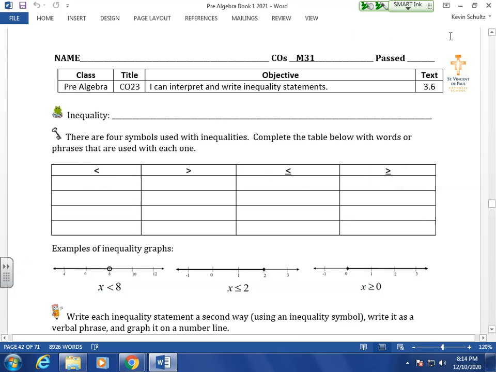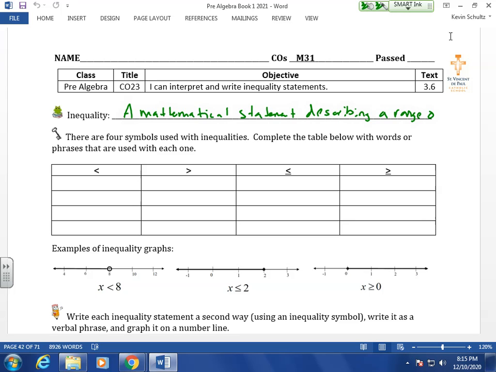And so an inequality is a mathematical statement describing a range of values. Okay, describing a range of values. And I'll show you what I mean here by filling in this chart with some words or phrases that mean each of these four symbols.